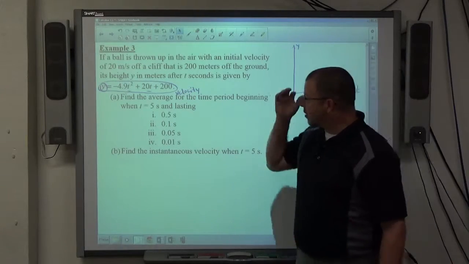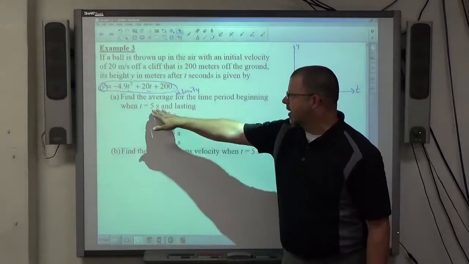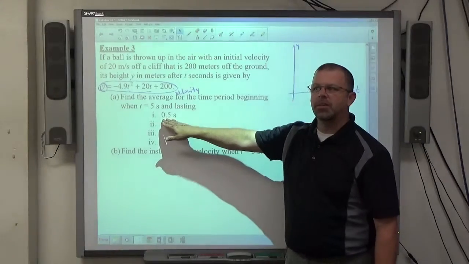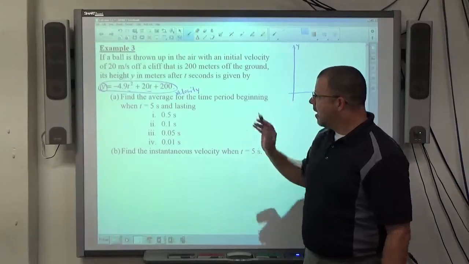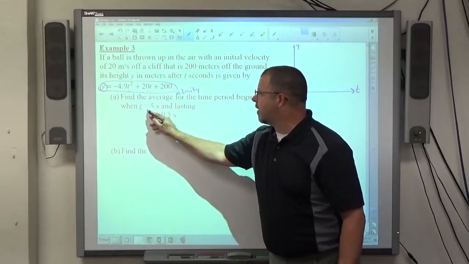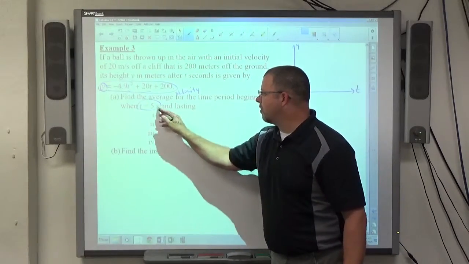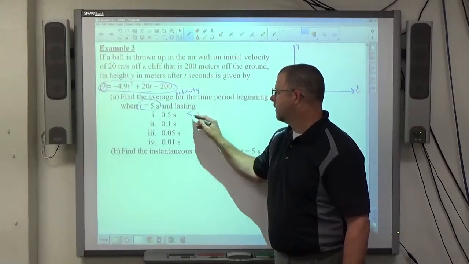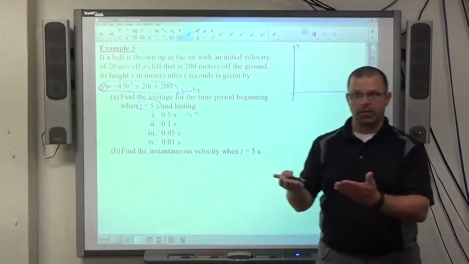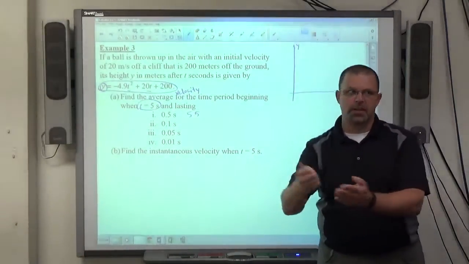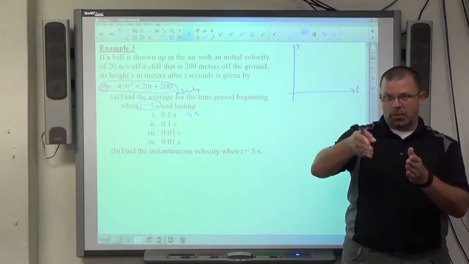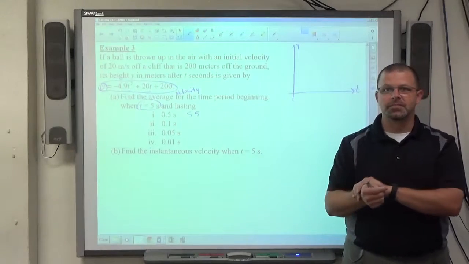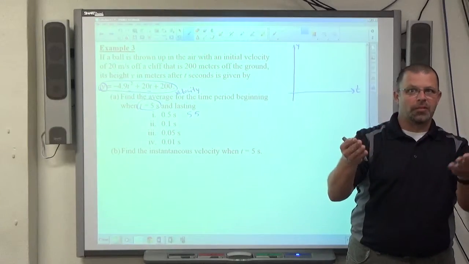So what they're asking us to do is start at 5 seconds and go 0.5 seconds past it. This is one way of asking the question. So they want t equals 5 and t equals 5.5. If you start at 5 seconds and last half a second, now you're at 5.5 seconds. So the initial time, the starting point, is 5 comma whatever, and the final time is 5.5 comma whatever.